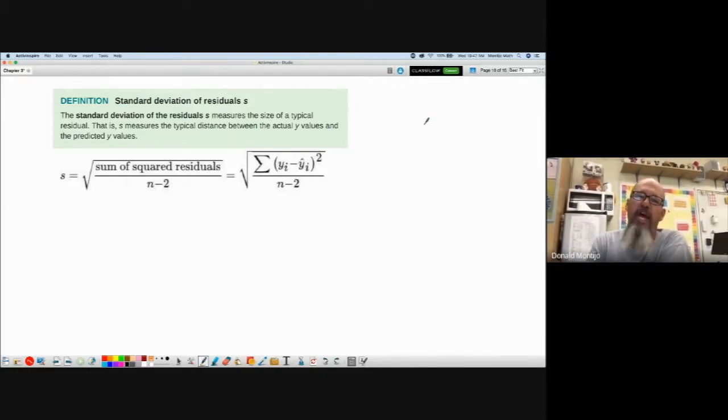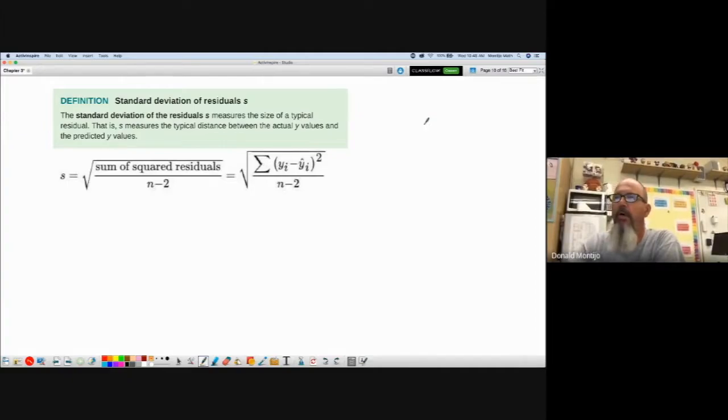So the larger the S, the further spread out our points would be about the prediction line. So it's just standard deviation. We're dividing by n minus 2 instead of n minus 1, but no big deal. We're not going to get into why that's the case right now. So again, S is just the standard deviation of the residuals. On average, how far off are we on our predictions?